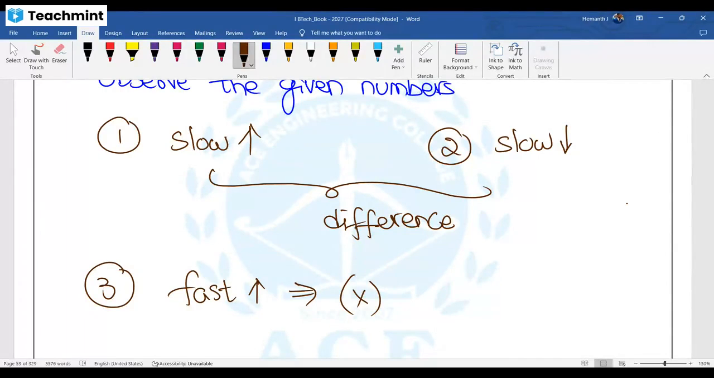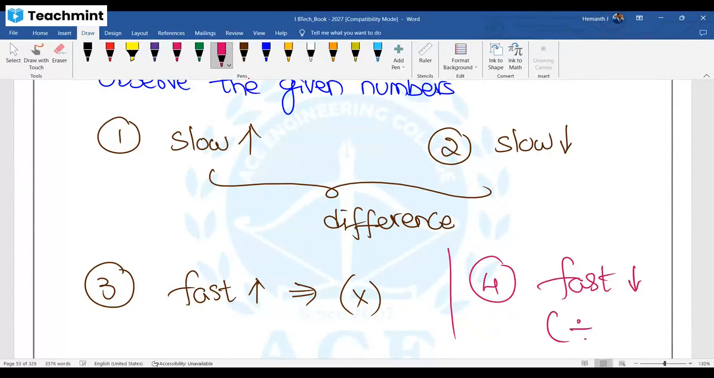Okay. Still multiplication. First, you have to know it is a multiplication. When it will happen is if it is fast decreasing, fast increasing. Similarly, fast decreasing means there is some division going to be there. Division. Okay, they are dividing the numbers.